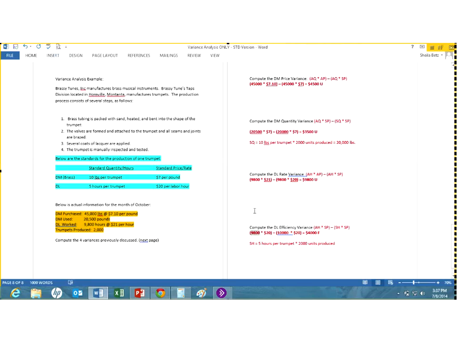So in this one, because we're looking at the efficiency or the usage variance, we're comparing the hours used. So it comes out to 4,000, but this time around we used less hours than what we had expected, so that would be a favorable variance.